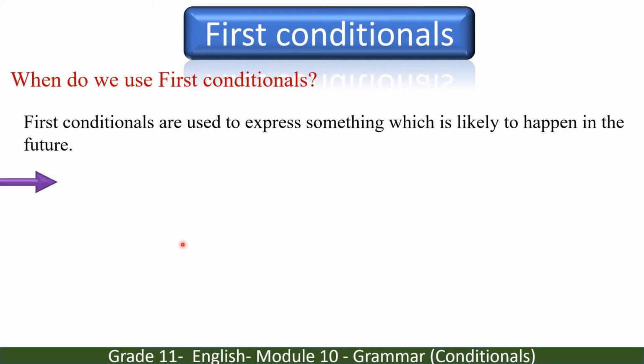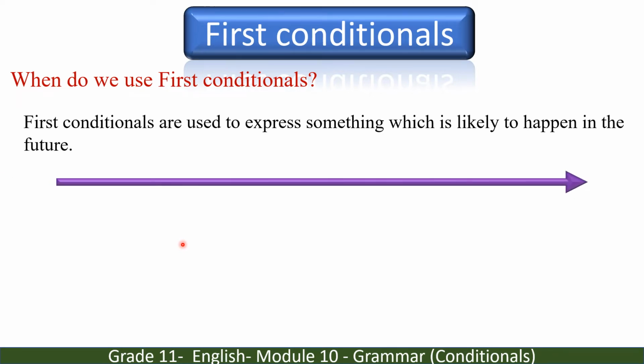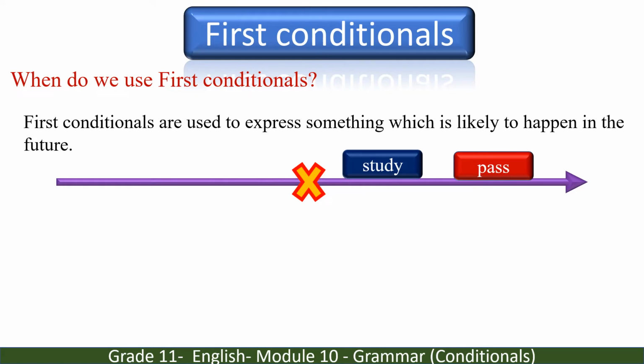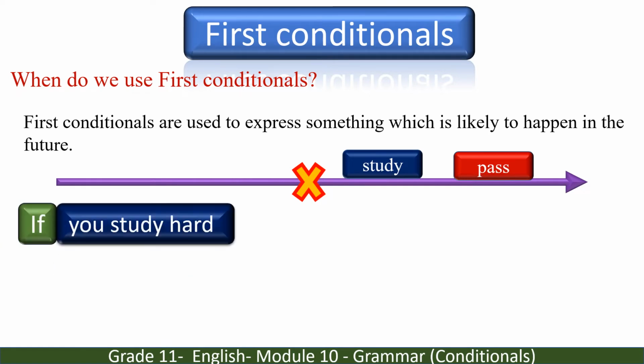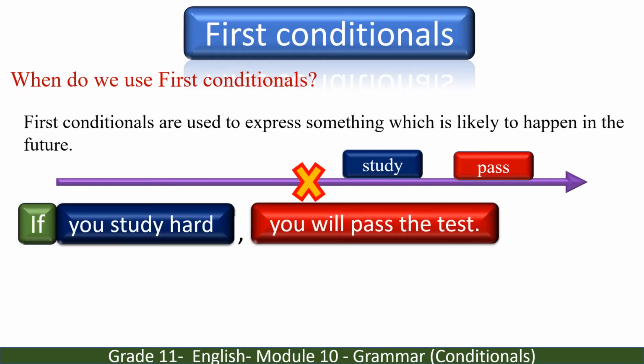Let's look at this example. This line represents time. This is the present. So this is the past, and this is the future. It's the beginning of the school year. You still have a whole year ahead of you to study and pass the test. So you need to study hard to pass the test. The two actions are in the future. So your teacher says, if you study hard, you will pass the test.